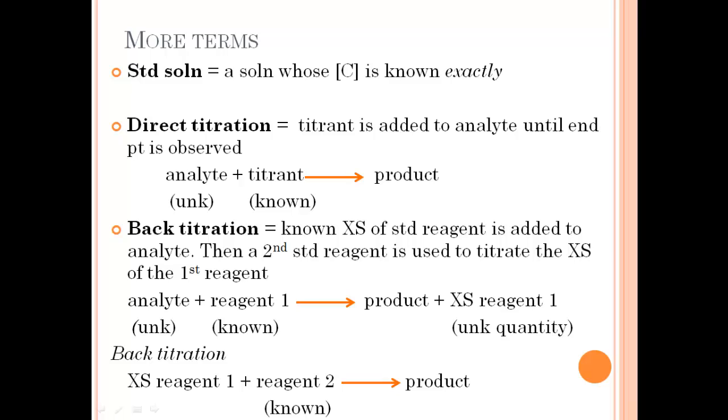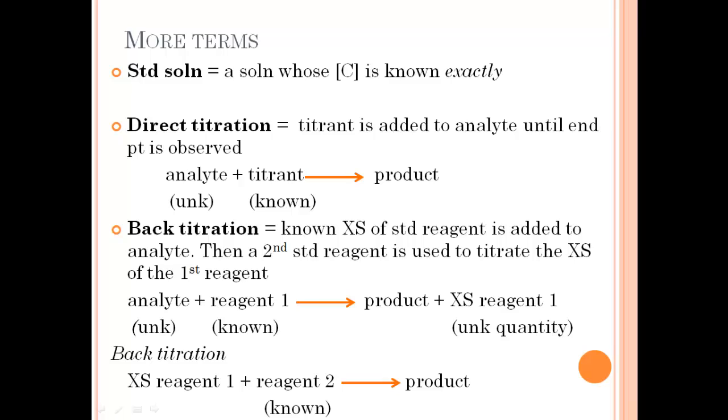Well, what's a back titration? A back titration is when a known excess of a standard reagent is added to the analyte. And then a second standard reagent is used to titrate the excess of the first reagent. So for example, you have your analyte, which you don't know. You add a reagent, which you know a lot about. You react those two together and you get yourself a product. Now you know that in this product there's going to be excess reagent because you went ahead and put in excess of that first reagent. So you know that you have your product, but you have an unknown quantity of that excess reagent.